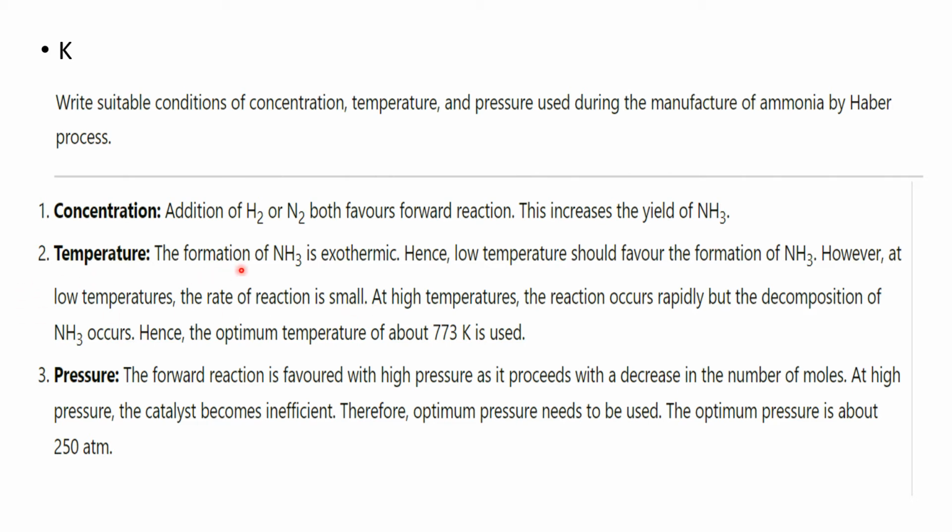Temperature. The formation of ammonia is exothermic reaction. Hence, low temperature should favor the formation of ammonia. However, at low temperatures, the reaction rate is small. At high temperatures, the reaction occurs rapidly, but the decomposition of ammonia occurs. Hence, the optimum temperature of about 773 Kelvin is used in the manufacture of ammonia.